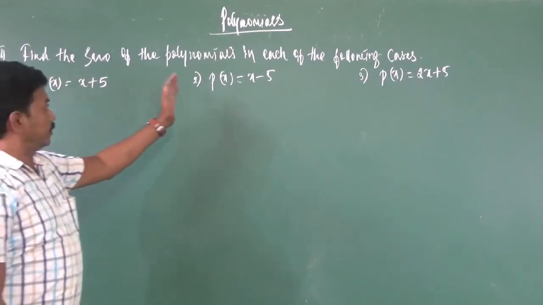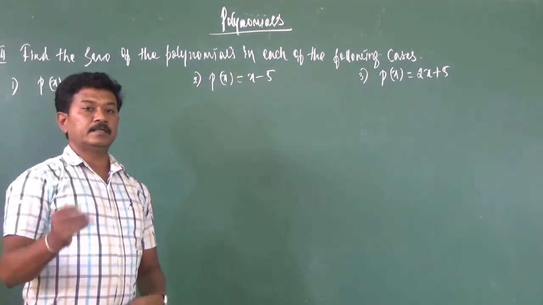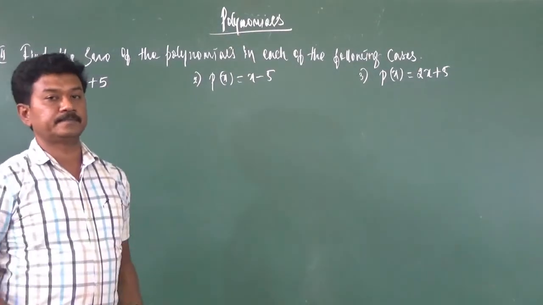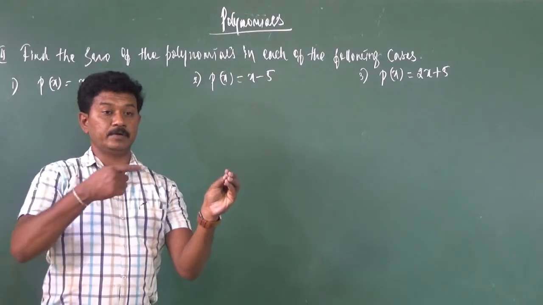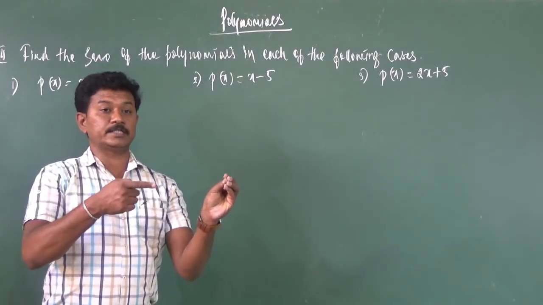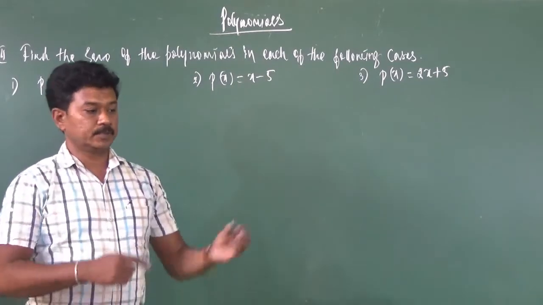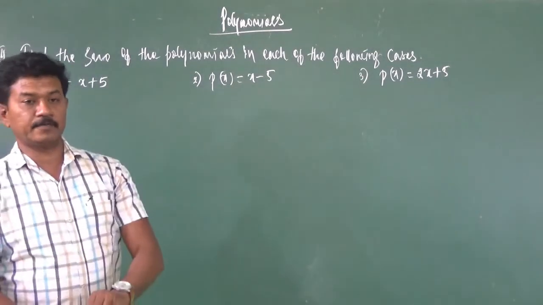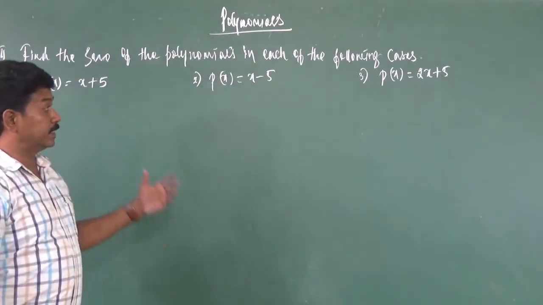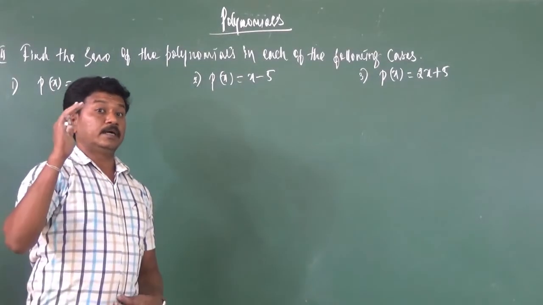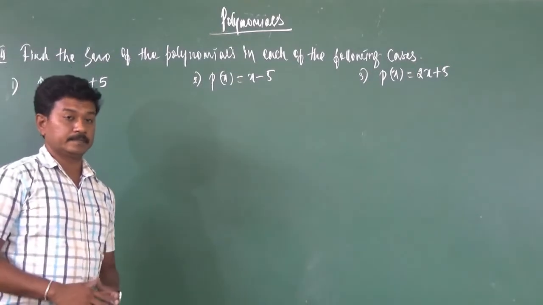Find the 0 of the polynomials in each of the following cases. So a polynomial is given to you and they are asking you to find out the 0 of it. In the previous problem, a number was given and a polynomial was given. So they ask you to check whether this number is a 0 of this polynomial or not. So you substituted the value in that. If you get P of that number is equal to 0, then it is a 0 of the polynomial, or else it is not. But here directly they are asking you, I will give you a polynomial P of x, find the 0 of that polynomial.